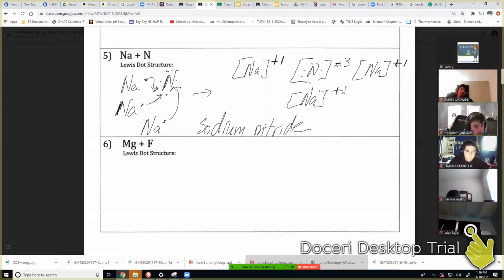And my formula, I always write the metal first, Na, and because I had to use 1, 2, 3, it would be Na3, and then just N because I only needed one nitrogen. So for every one nitrogen, it's going to take 3 sodiums to cancel it out. So that's how you end up having subscripts on some of the compounds.